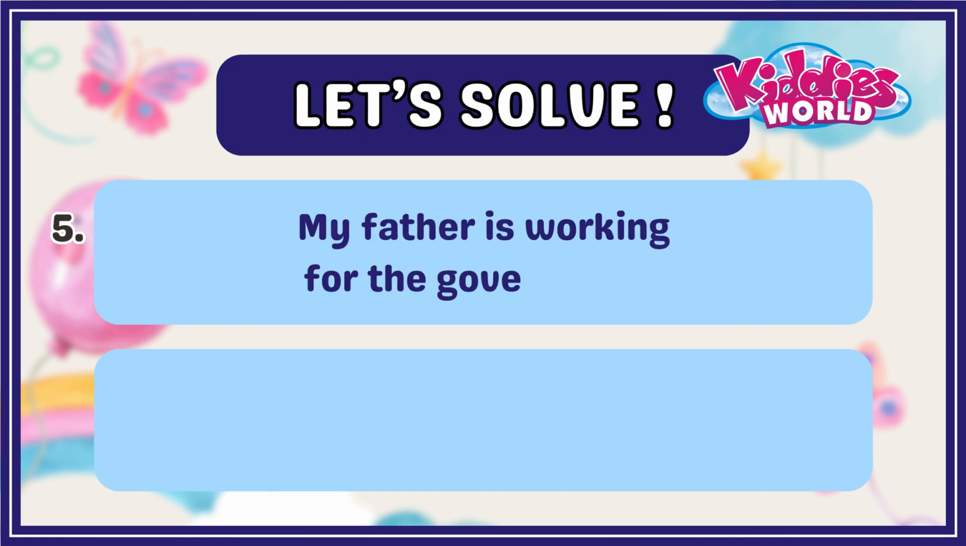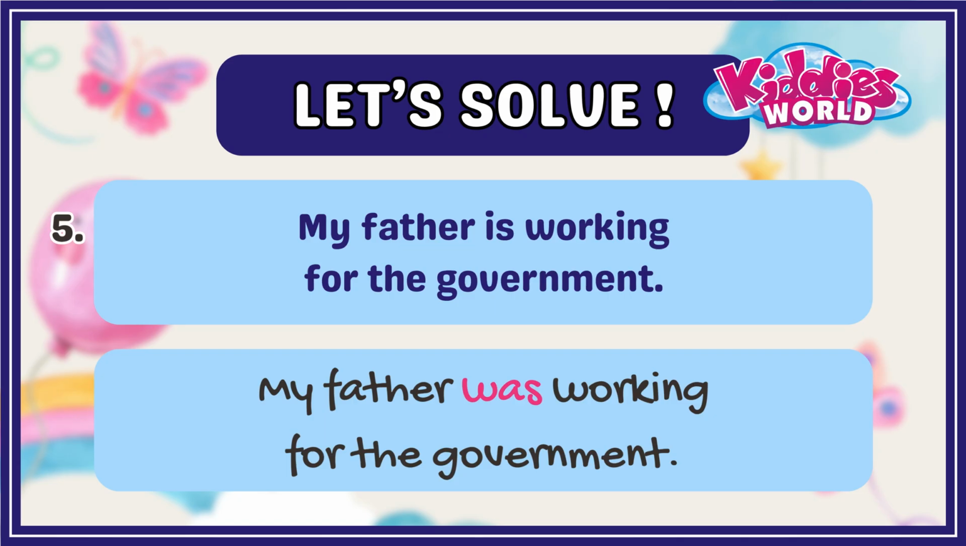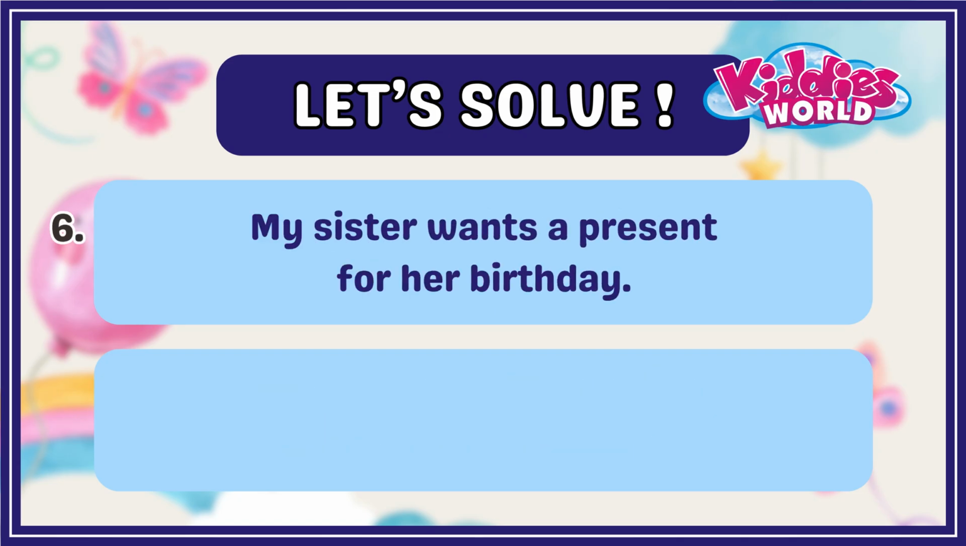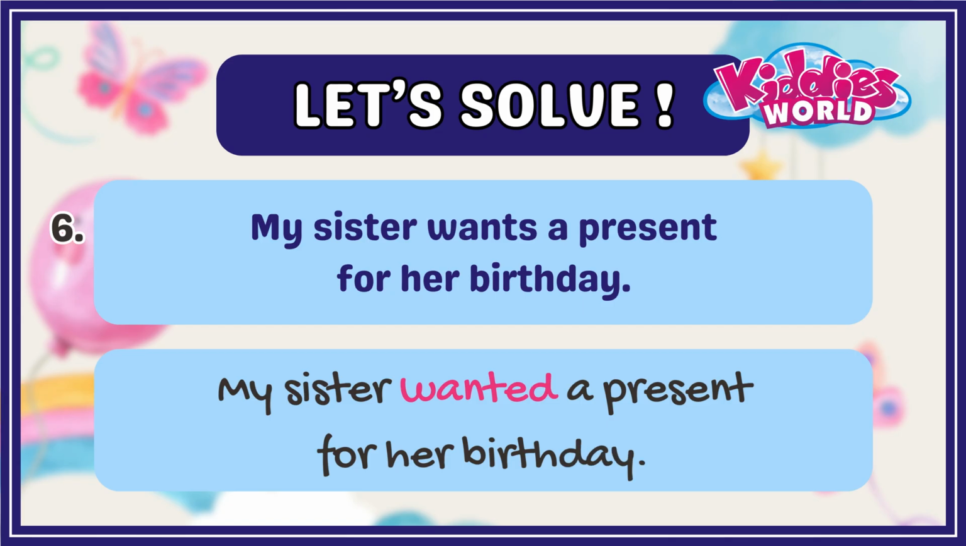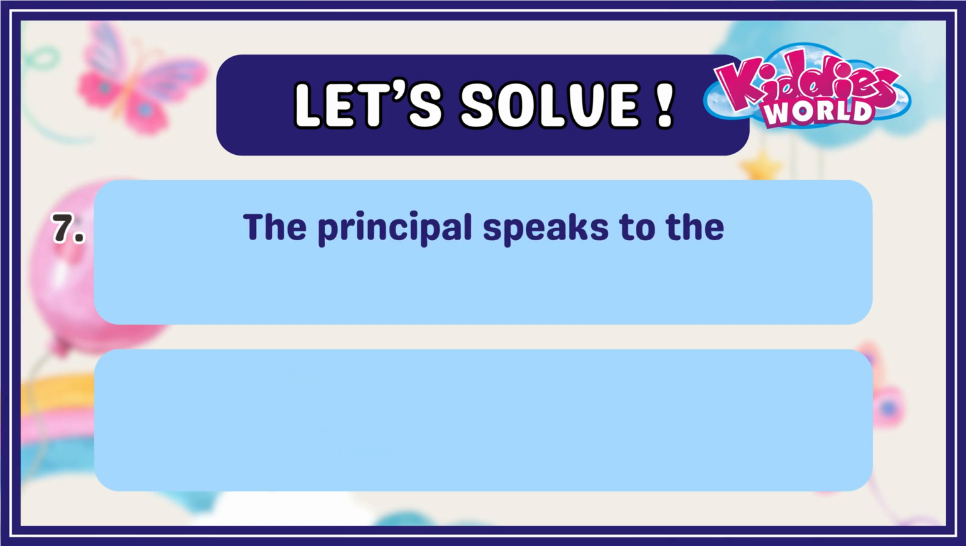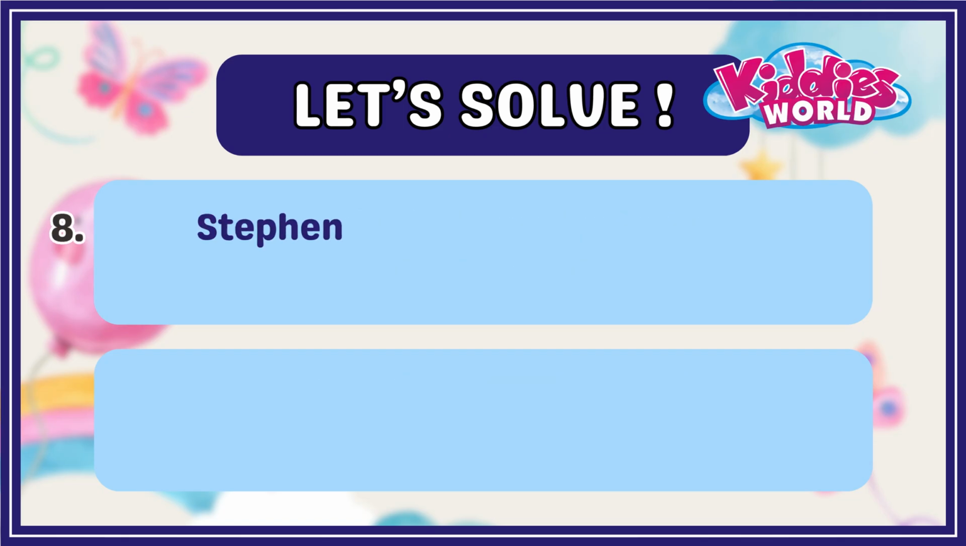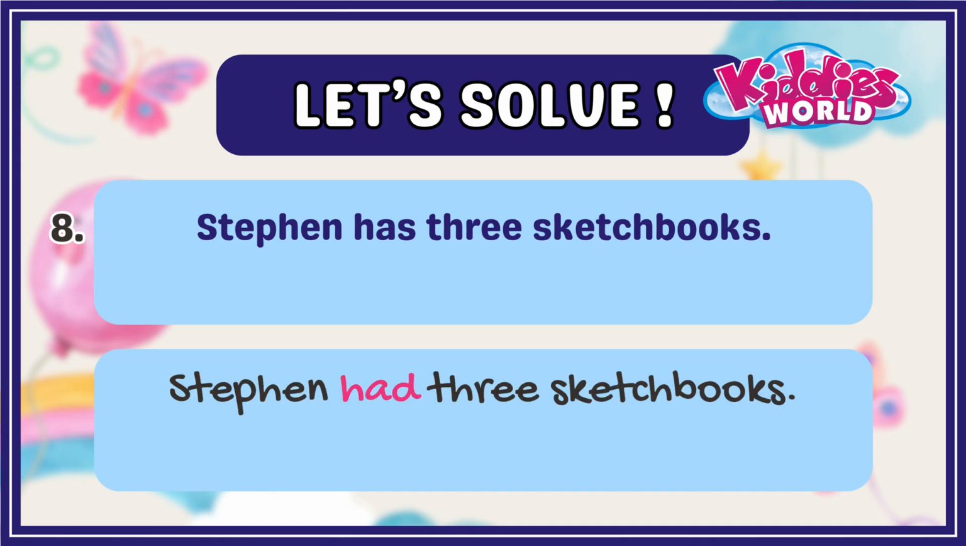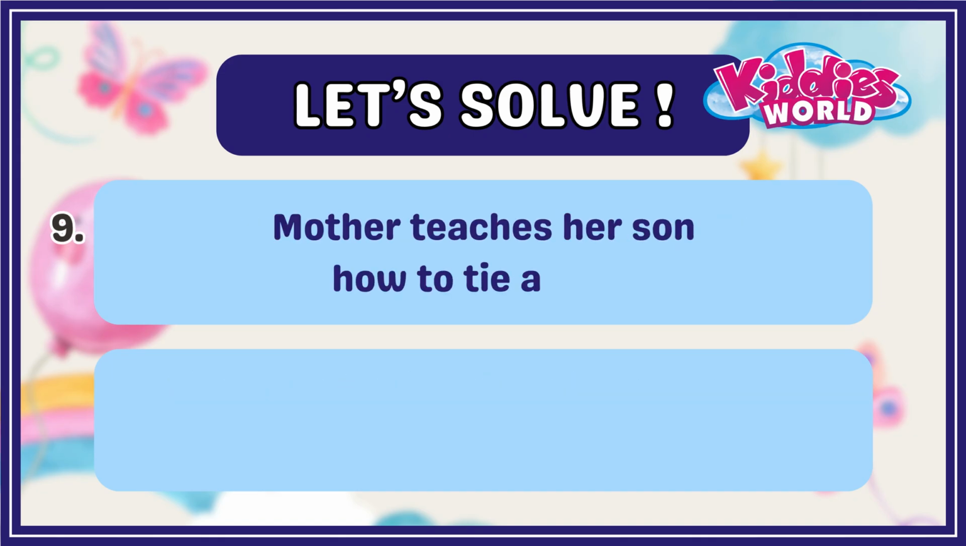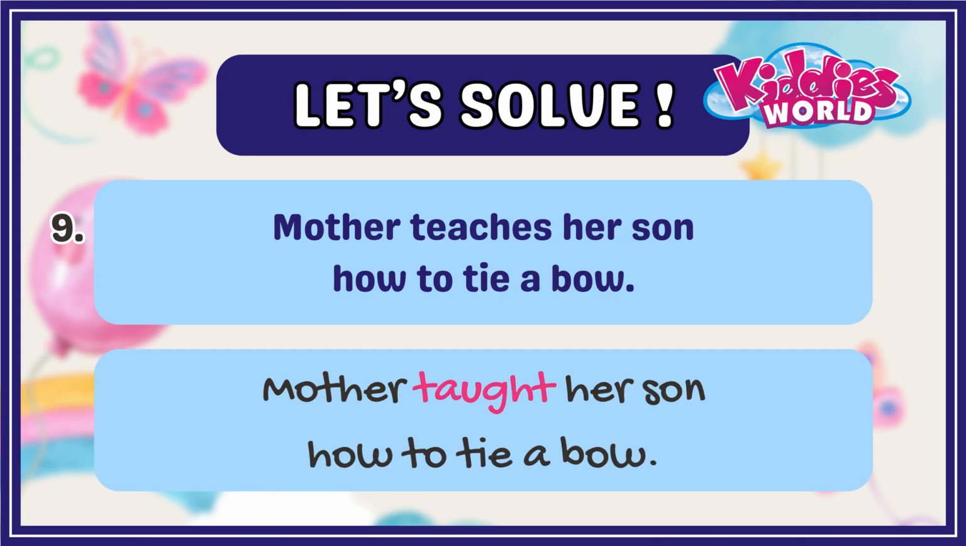My father is working for the government. My father was working for the government. My sister wants a present for her birthday. My sister wanted a present for her birthday. The principal speaks to the student's family. The principal spoke to the student's family. Stephen has 3 sketchbooks. Stephen had 3 sketchbooks. Mother teaches her son how to tie a bow. Mother taught her son how to tie a bow.